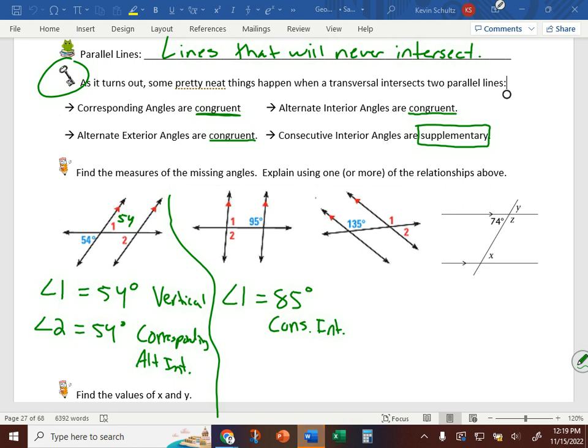Okay? They're supplementary, which means they equal 180. Again, these terms, so important. So you gotta learn them. Okay? They're so important. Angle 2, solve for angle 2, give me 2 ways how you know.